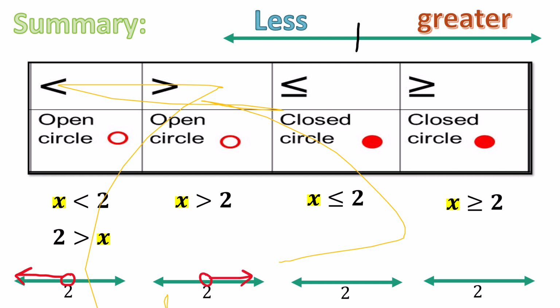Try again. X is greater than 2. X is less than and equal to 2. And X is greater than and equal to 2. So this has to be a closed circle, because we have the equal sign, it must always be the closed circle.